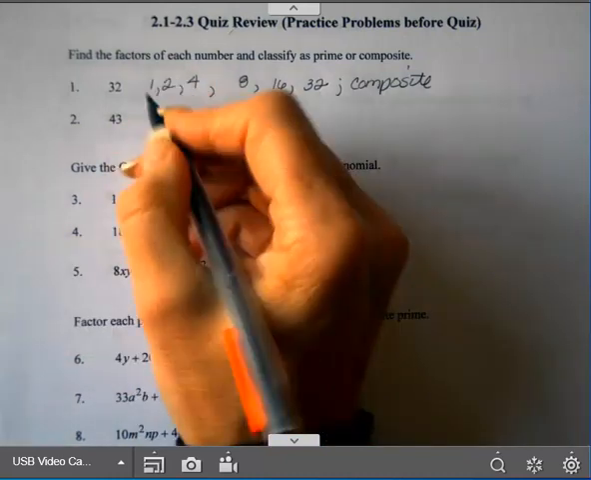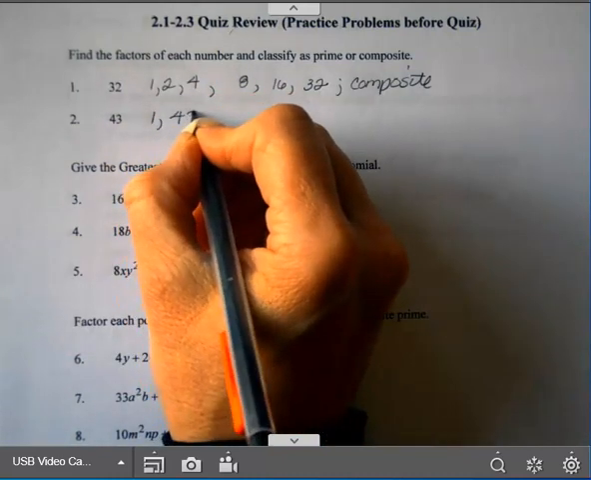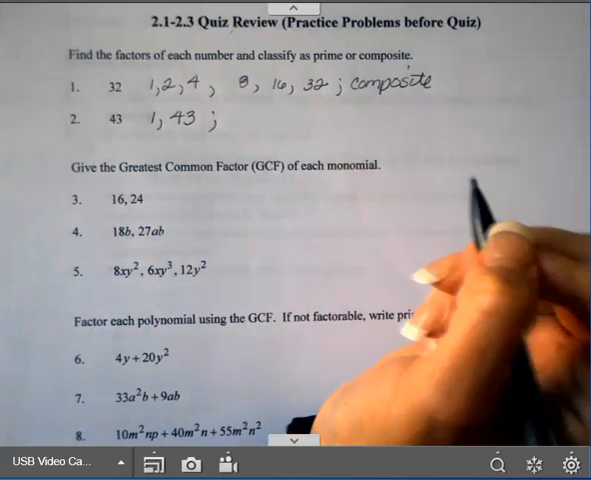On number 2, the only factors of 43 are 1 and 43. So this one is prime.